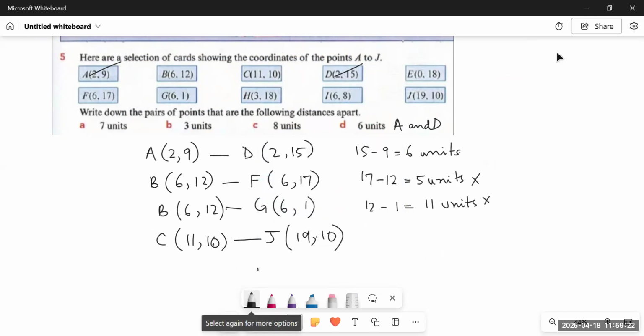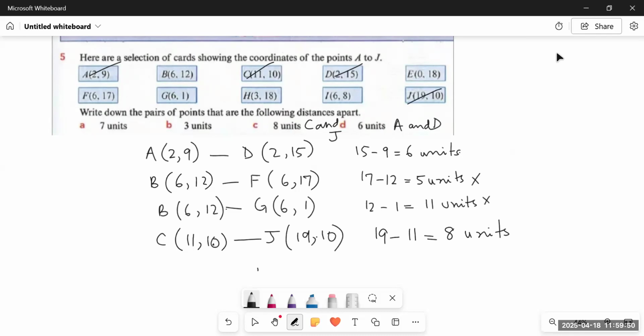And we don't have any other 11 coordinate x. So we will find the difference between the two by subtracting 19 with 11, and the answer is 8. So this option is available in part C. So the distance between C and J is 8 units. Okay, so we'll cut these two.